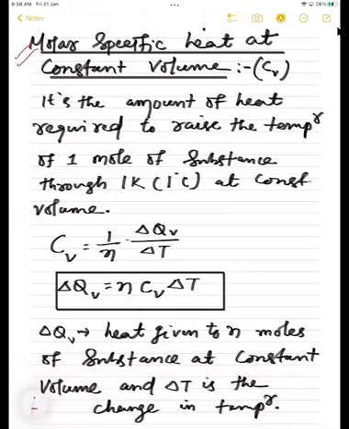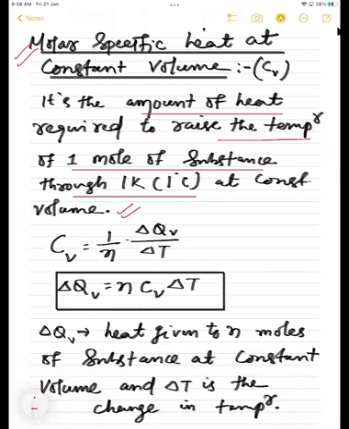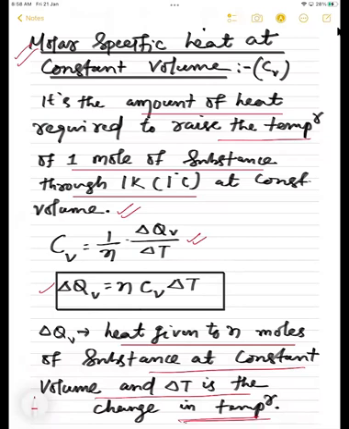Let's see molar specific heat at constant volume. In the same way, it is the amount of heat required to raise the temperature of 1 mole of substance through 1 Kelvin at constant volume. So Cv is equal to 1 by n, delta Qv by delta T, so delta Qv is equal to n Cv delta T. Delta Qv is the heat given to n moles of substance at constant volume, and delta T is the change in temperature, correct? Understood or not, students?